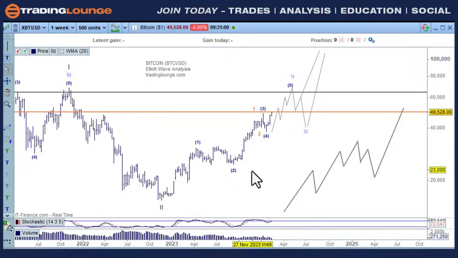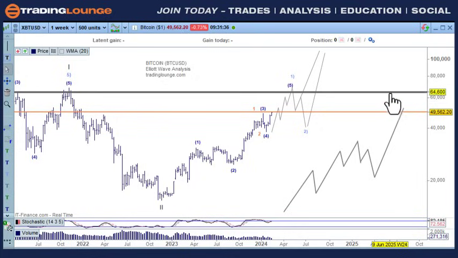The next step is that we can view this as 1 and 2 and 3, 4 and 5 up here. Now, the problem with that is the wave 3 here was a little bit shorter than wave 1, and we drew it over here. So that would mean that wave 5 here would need to be shorter than wave 3. So wave 1's the longest, then wave 3, and then wave 5 a bit shorter, because wave 3 can't be the shortest in an impulse wave. So it's possible that we've got this pattern here where we have 1, 2, 3, 4, 5, coming into the old highs over here.